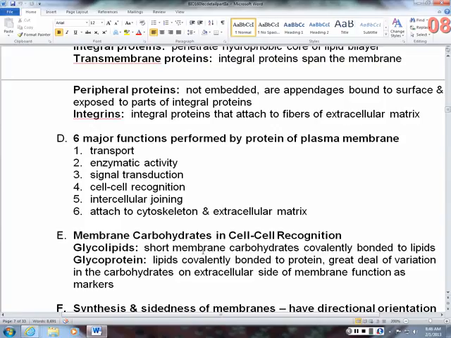Signal transduction, so if you need to send a signal out to the outside world or receive a signal from the outside world. They can do cell-to-cell recognition, so when a cell needs to bind onto another cell, that's how you can recognize it. That's one of the key things that goes on with your immune cells, is they need to be able to recognize the cells that are yours and leave them alone. Then we've got intercellular joining, where they can join cells together, and then attaching the cytoskeleton and the extracellular matrix. They help hold things together inside the cell and outside the cell. So with your intercellular joining, that's how tissues hold together in the body.